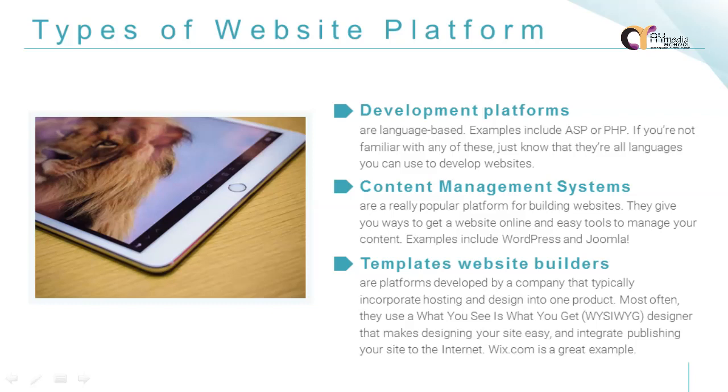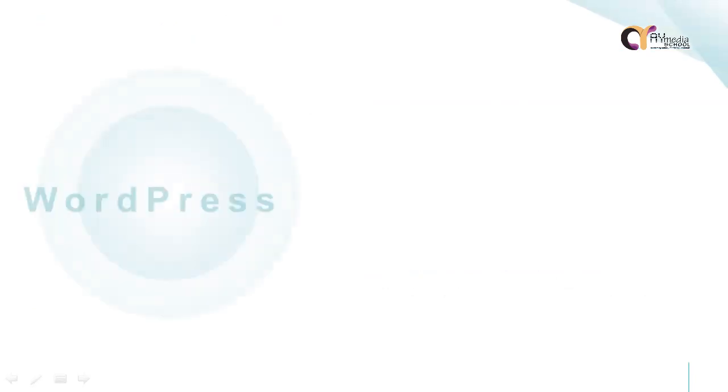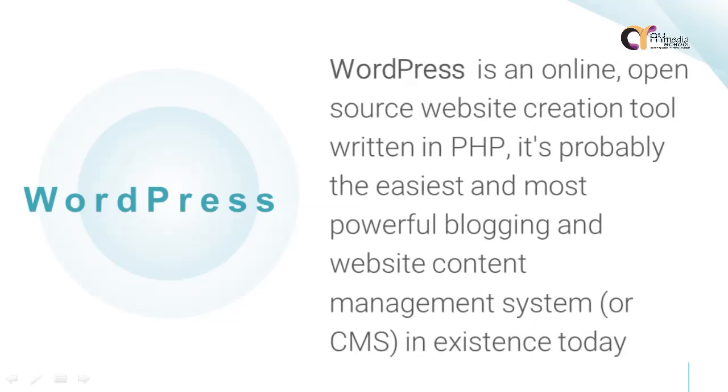Having explained to us these three platforms, I want to further explain to us the platform which we shall be making use of in this particular tutorial. Remember I said we will be making use of the content management system, and the one we are choosing here is WordPress. WordPress is an online open source website creation tool written in PHP. It's probably the easiest and most powerful blogging and website content management system in existence today. So you are in a good platform, because this platform is very easy to use.